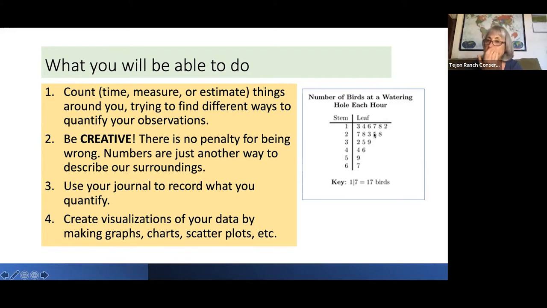And so what's happening here is someone is counting the number of birds at a watering hole by the hour. So here's the first hour, and then they're seeing 13 birds, and they're seeing 14 birds, 16 birds, and so on. And that's how a stem and leaf plot works. You will have an opportunity to try them. They look a little confusing at first if you've never done them, but once you've done them, they're really fun to do and they look really cool.